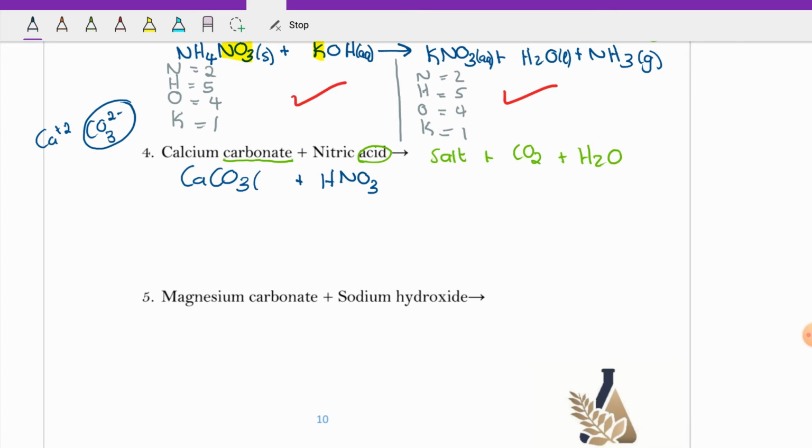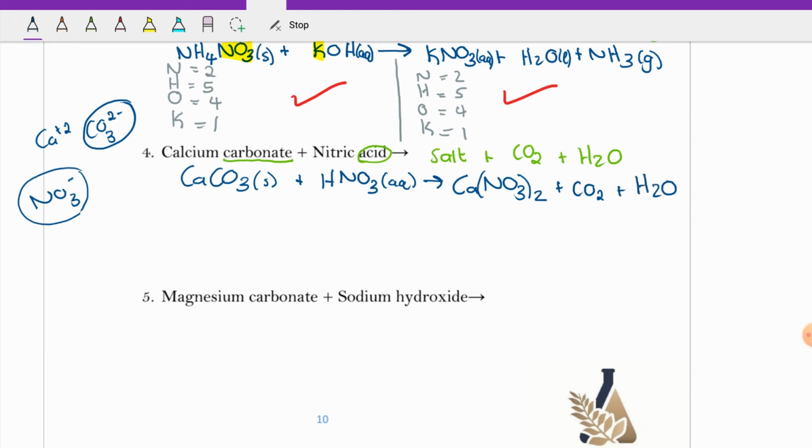plus nitric acid, and let's say we added a salt to a solution. And so what will form is calcium nitrate. Remember that nitrate has a charge of -1, and calcium is in group 2, so that's what your formula looks like, plus carbon dioxide plus water. If you're struggling to write down the formulas, you need to make sure to practice this a lot, because if you can't write down the formulas, you won't be able to balance your reaction equation.